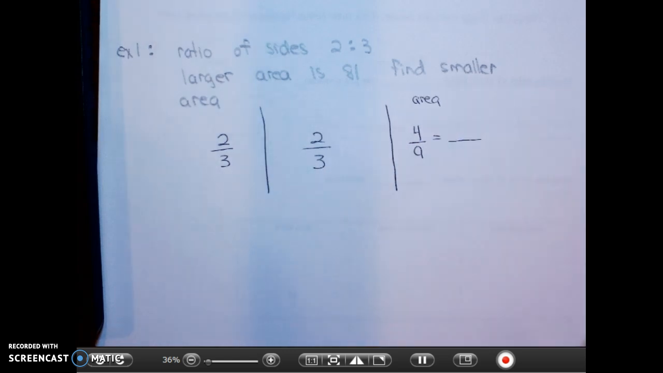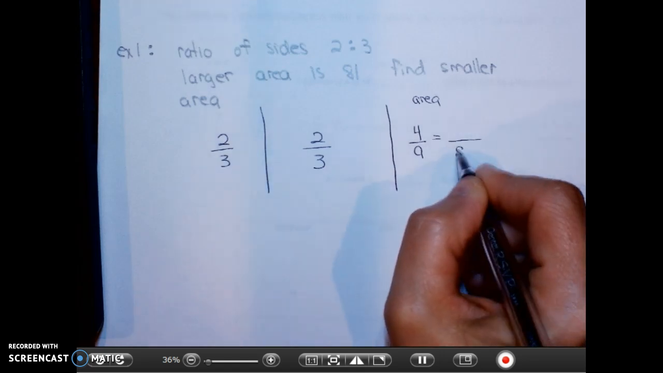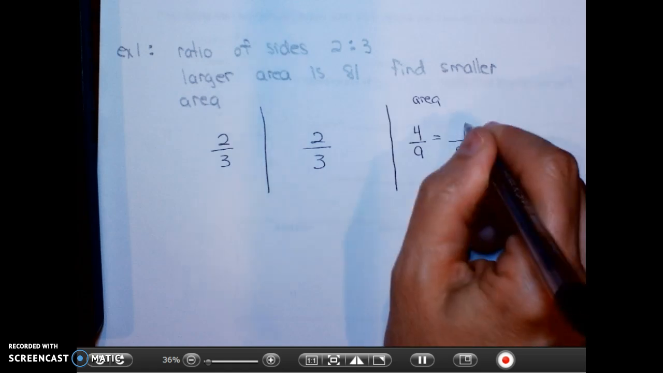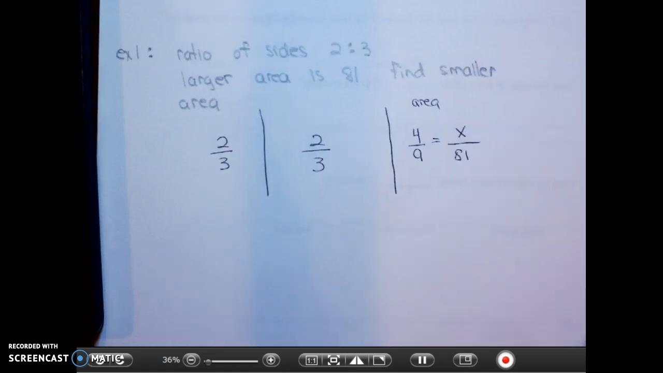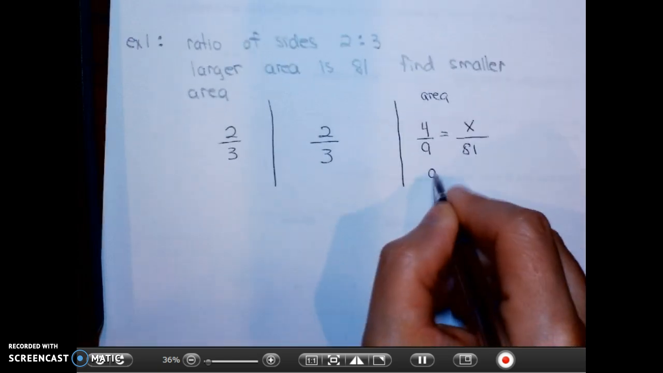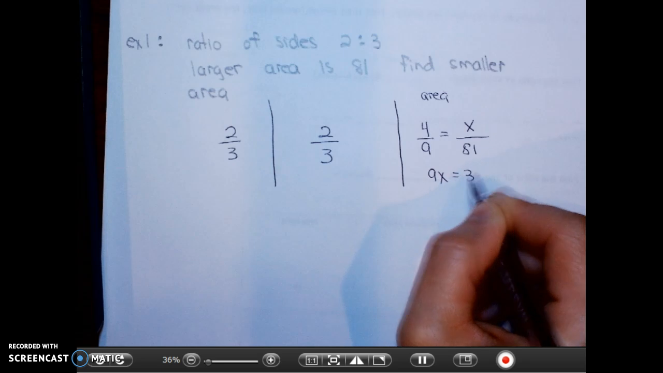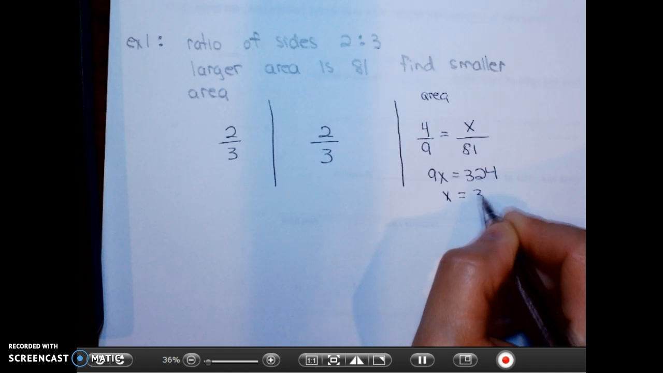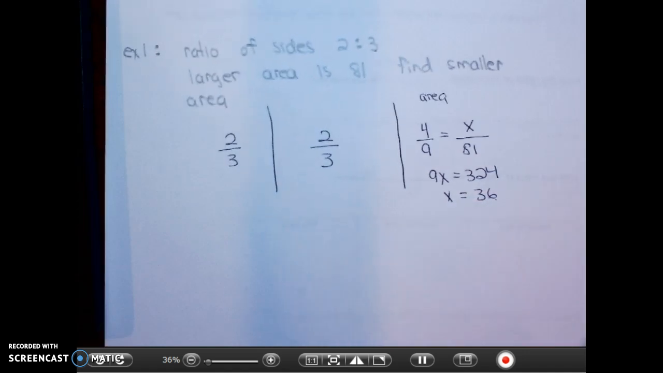And I've been given the ratio, the area of the larger is 81. That means I'm going to put that 81 on bottom because it corresponds with the larger side length, which came from here. And I'm looking now for that smaller area. Notice again, I didn't have to use any formulas other than thinking about these ratios of their similar sides. I'm going to cross multiply. I get 9x is equal to 324. When I solve that, I end up with x is equal to 36.